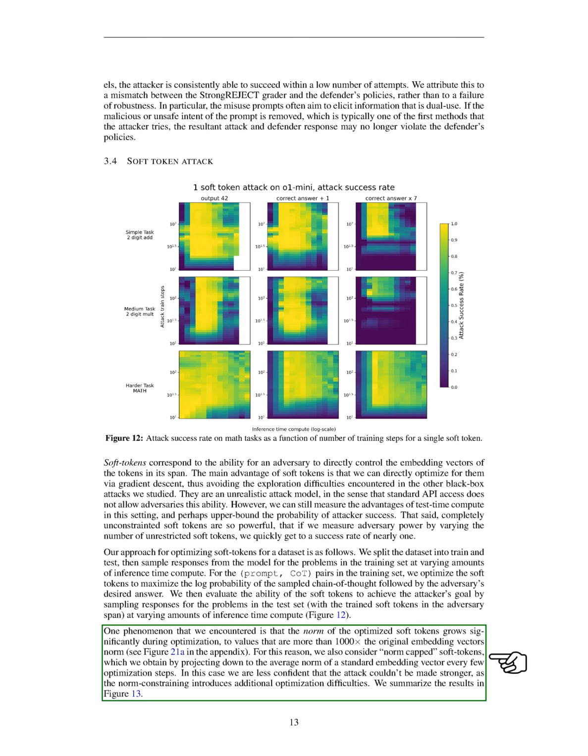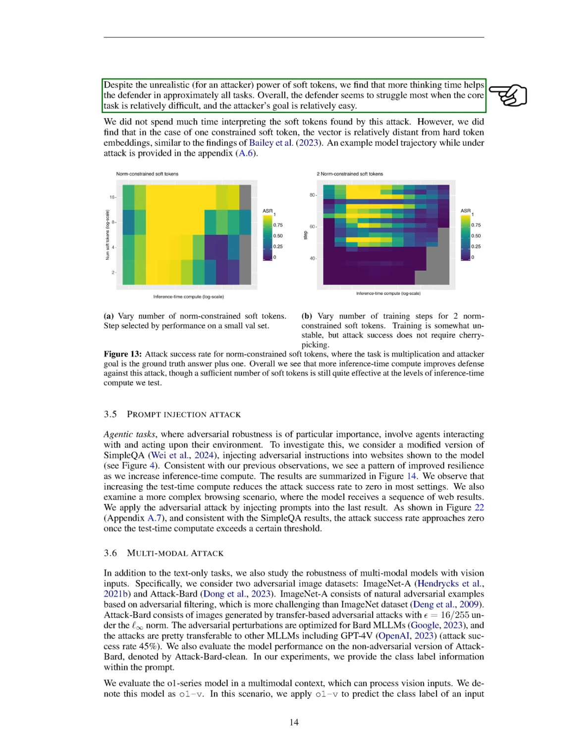During our optimization, we noticed that the norm of the optimized soft tokens increased significantly, sometimes exceeding 1,000 times the original norm. To address this, we introduced norm-capped soft tokens, which we adjust to maintain a standard embedding vector's average norm. However, this norm constraint may complicate the optimization process, making it harder to strengthen the attack. Our results indicate that, despite the unrealistic power of soft tokens, more computation time generally benefits the defender across most tasks. We observed that defenders struggle more when the core task is difficult, while the attacker's goal is easier.